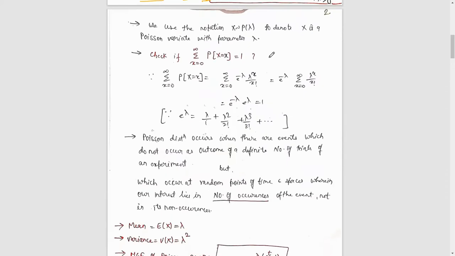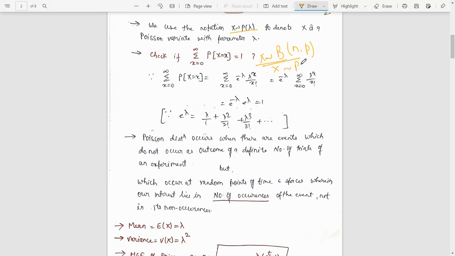First of all, the binomial distribution is represented as B(n, p), and the Poisson distribution is denoted as P(lambda). If x follows a Poisson distribution, we write x follows P(lambda), where lambda is the parameter. In the binomial distribution we have n and p as the parameters. These are the things you have to keep in mind about the representation of a particular distribution.